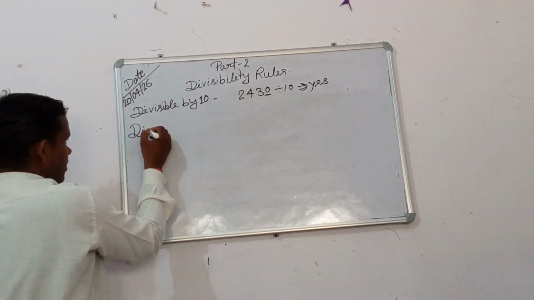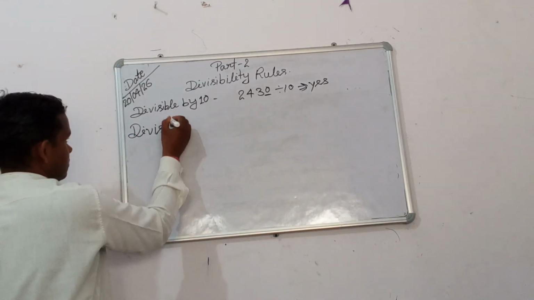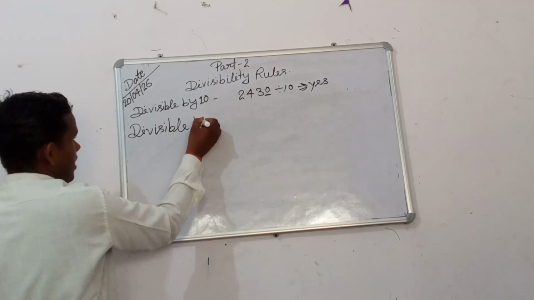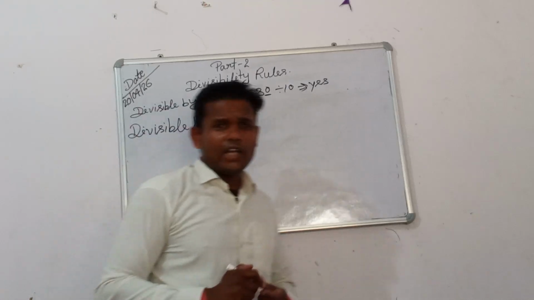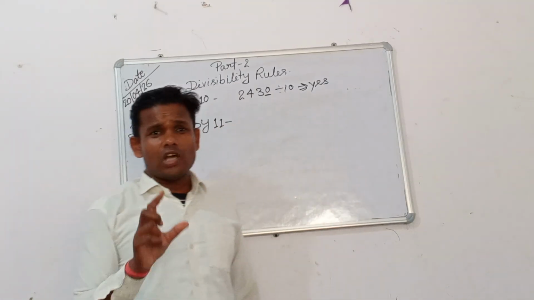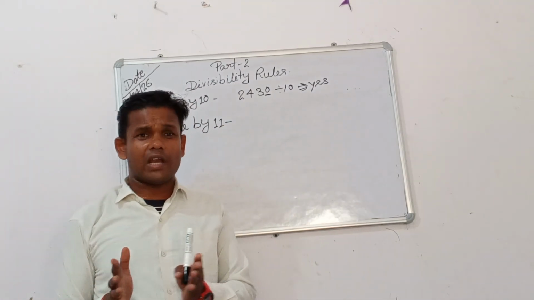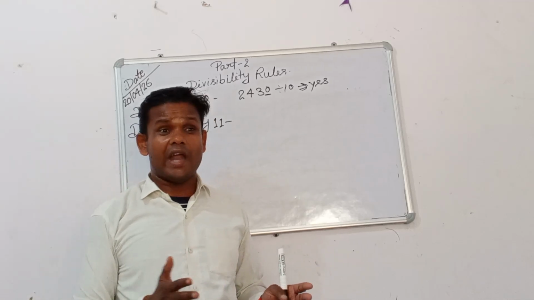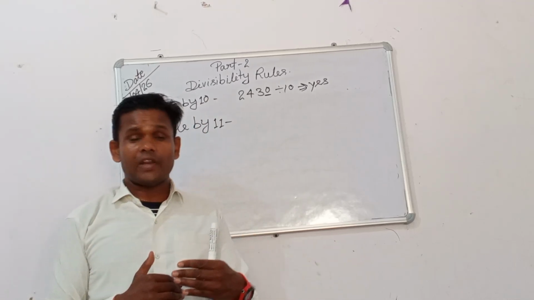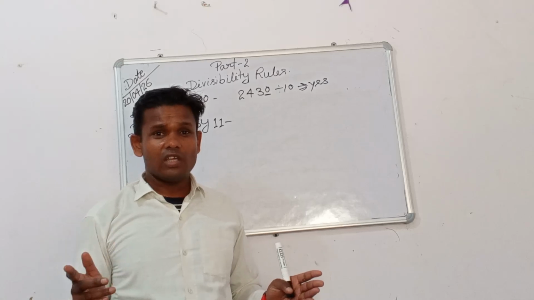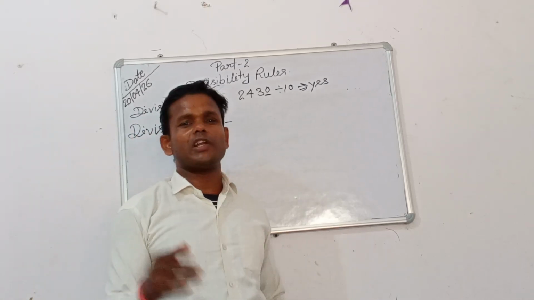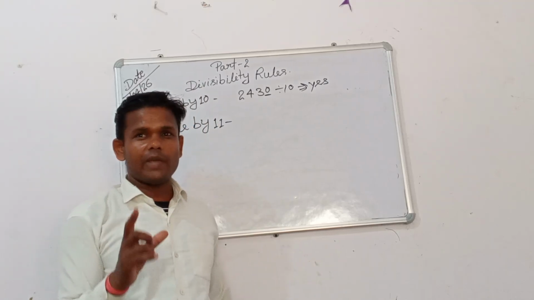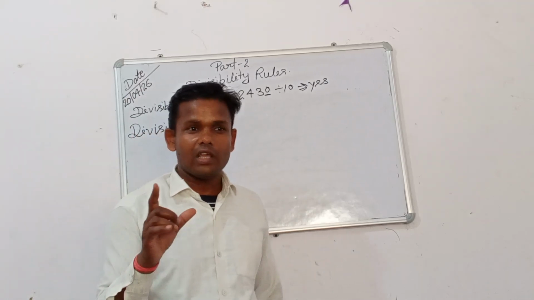Here we take divisibility by 11. Firstly, we find the sum of the digits in the even places and the sum of the digits in the odd places, and find their difference. If the difference is 0 or the difference is completely divisible by 11, the given number is completely divisible by 11.